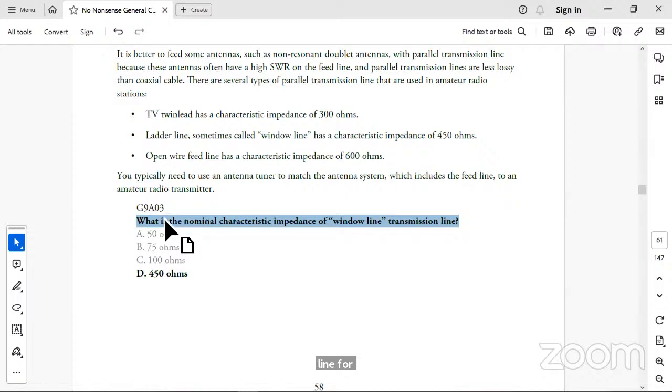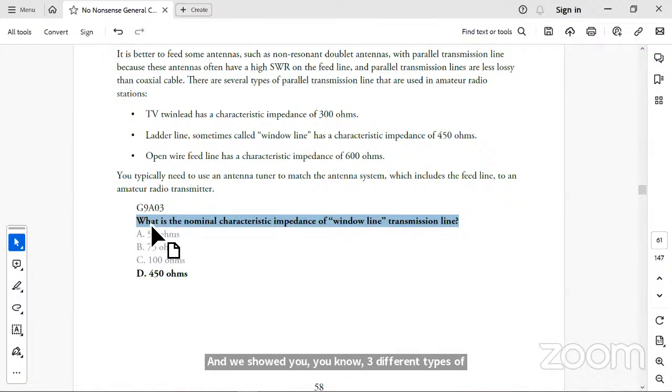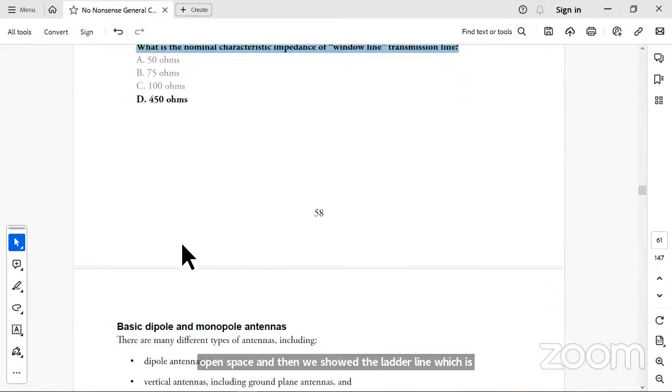And we showed the three different types of parallel transmission lines, right? We showed what was often called the TV line, which was 300 ohms. We showed another type, which is 600 to 800, the open space. And then we showed the ladder line, which is 450 ohms characteristic impedance.